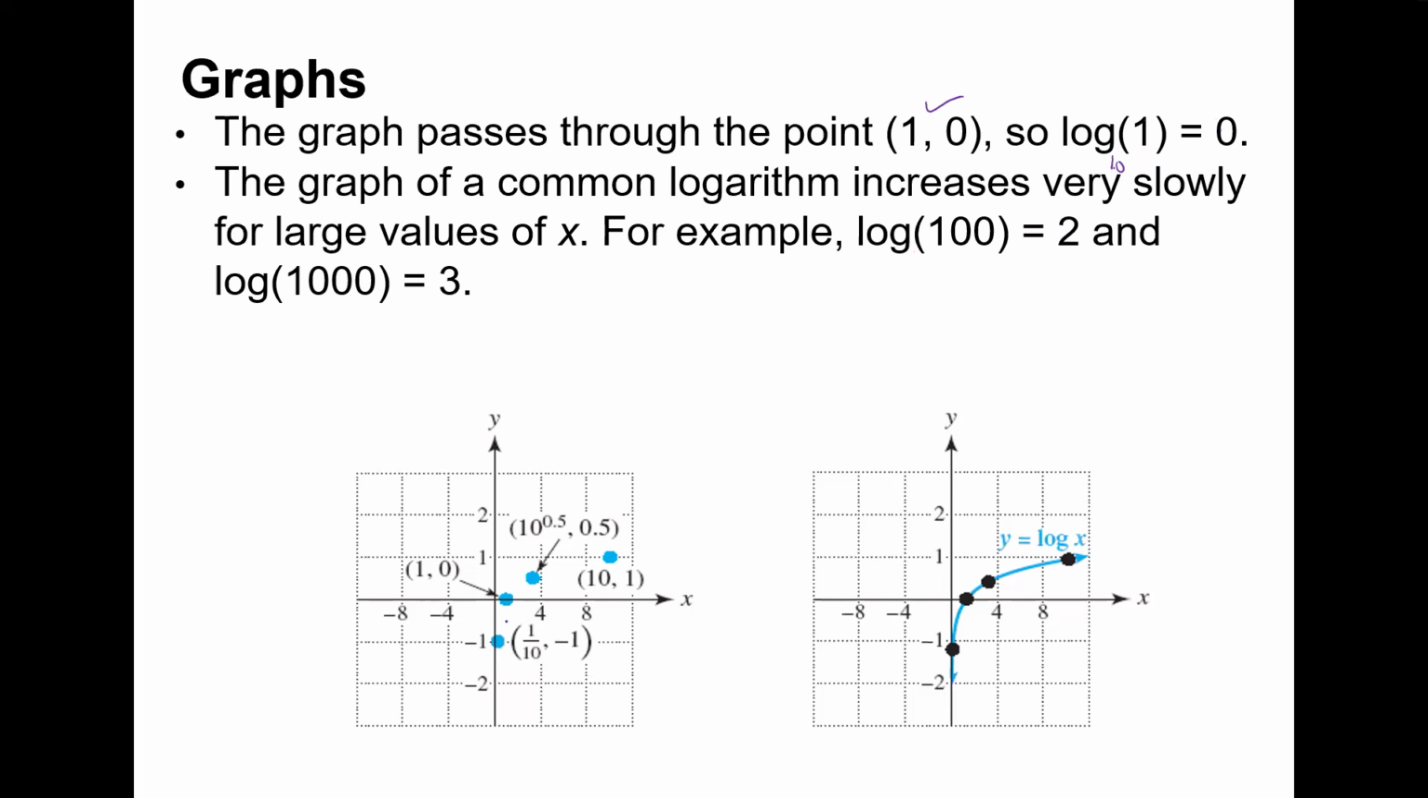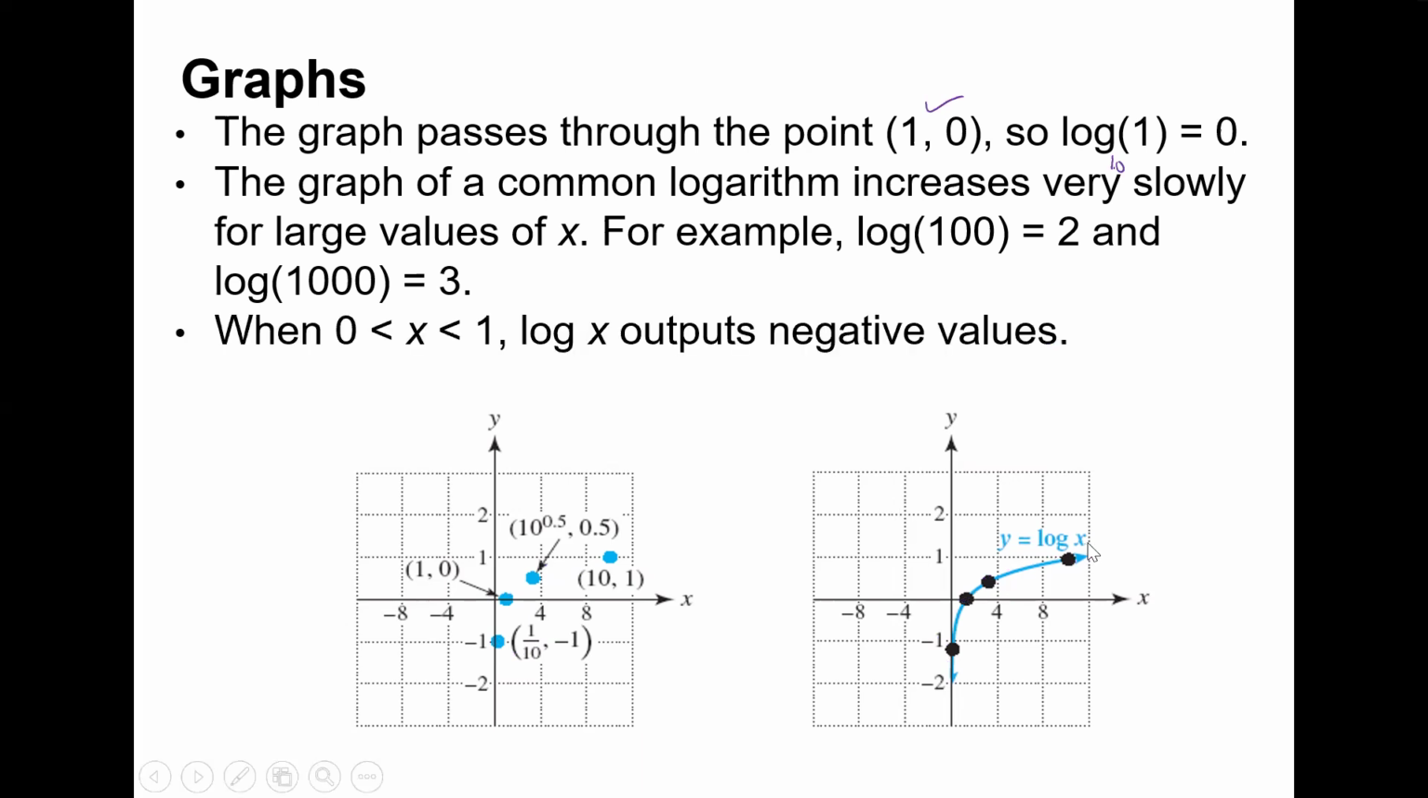And so really, the initial part here is where all the changes are taking place, but they're not taking place super fast. And so we can plot some points, and our log looks something like that, again going through that point (1, 0). Now, when x is between 0 and 1, the log output is a negative value. So this is going to be negative down here.